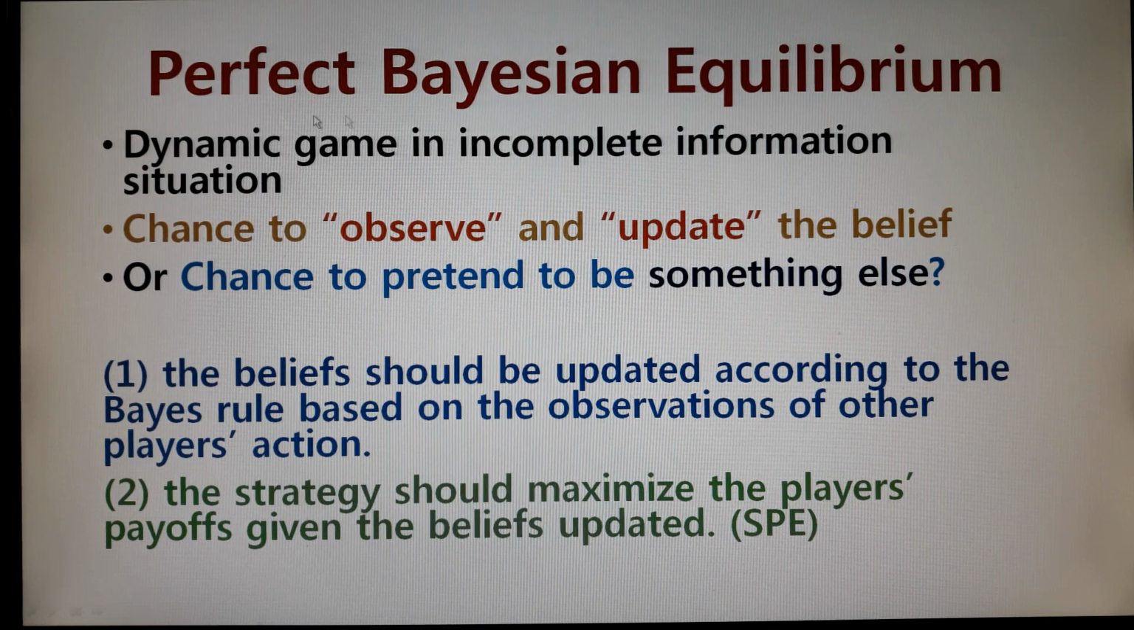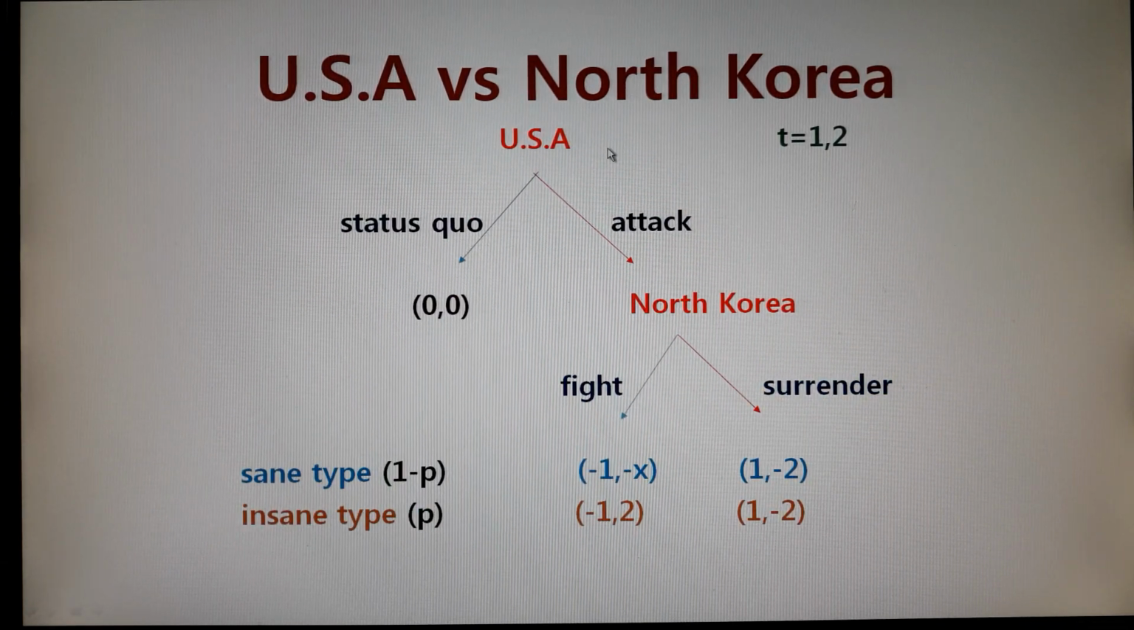The main difference between perfect Bayesian and Bayesian Nash equilibrium is that perfect Bayesian, because it's a dynamic game, someone moves first, someone moves second, so there is a chance for the player to observe the action of other players. For example, in this game, the USA in T1 may attack, and North Korea may fight or surrender. Then the USA, even though it does not know whether North Korea is sane or insane, fights. The USA might tilt toward thinking, oh, North Korea may be crazy. If North Korea surrenders, the USA will say, oh, definitely North Korea is sane, so we are going to attack and attack again.